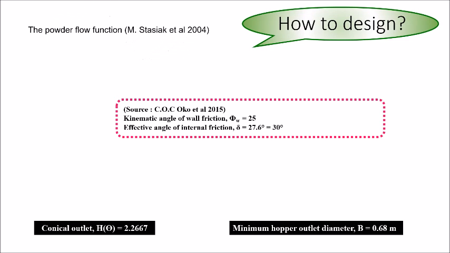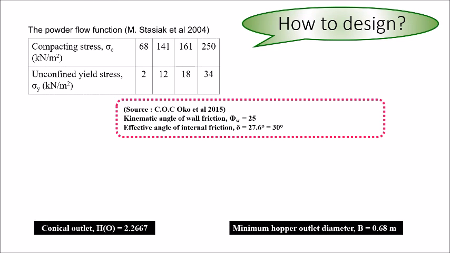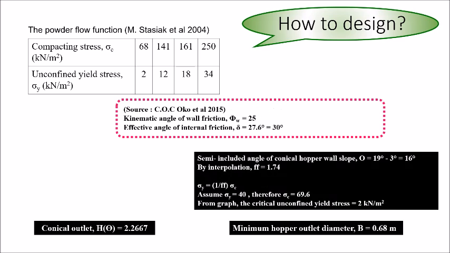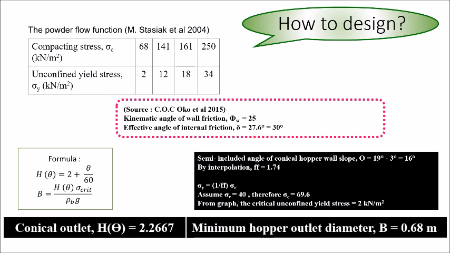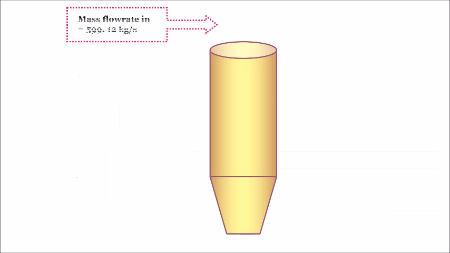This is the summary for the hopper design. The conical outlet is 2.2667 and the minimum hopper outlet diameter is 0.68 meter. This is the design of hopper and silo.